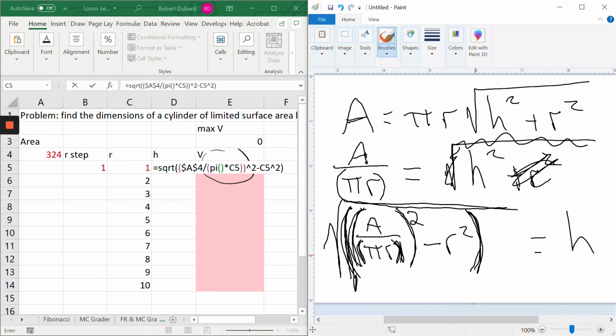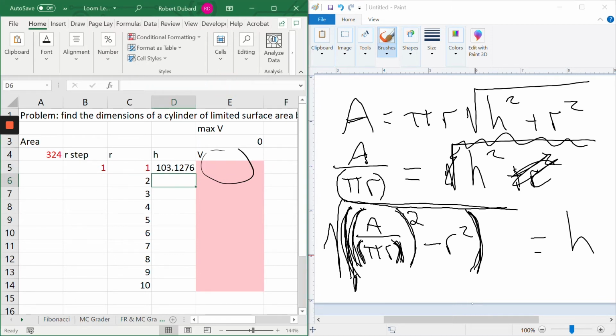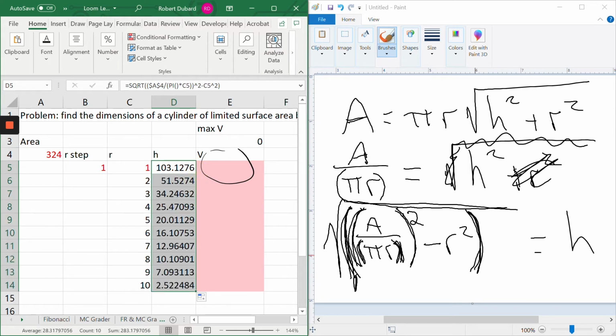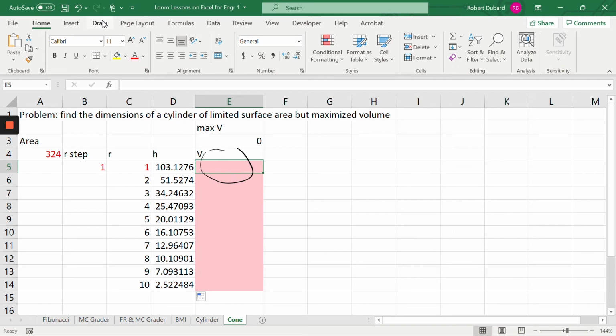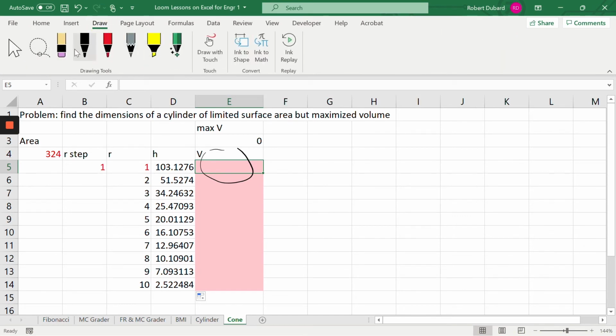When I hit enter now in my Excel spreadsheet, I'll have to click here. When I hit enter, I get 103.1276. I can double click, brings it down. The volume will be a lot easier. I accidentally put that thing in there. Let me go back to draw and see, can I erase? Can I do this?